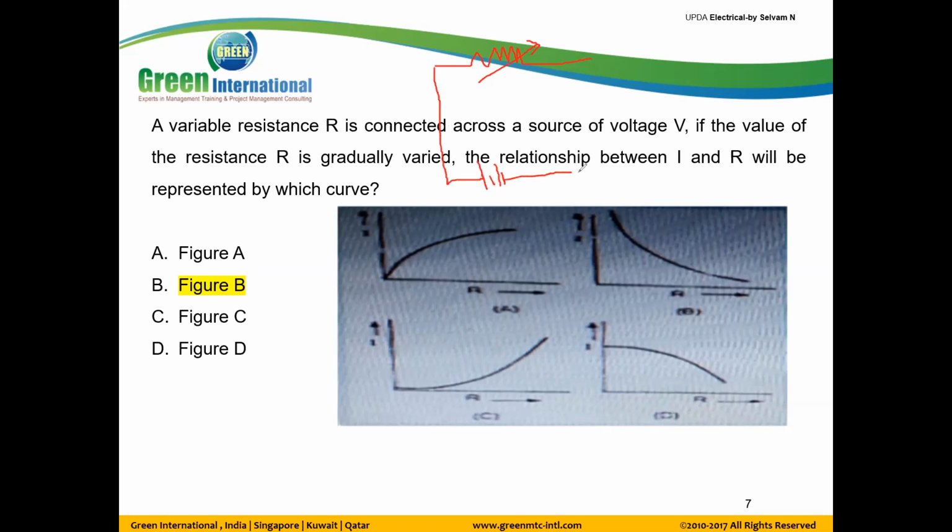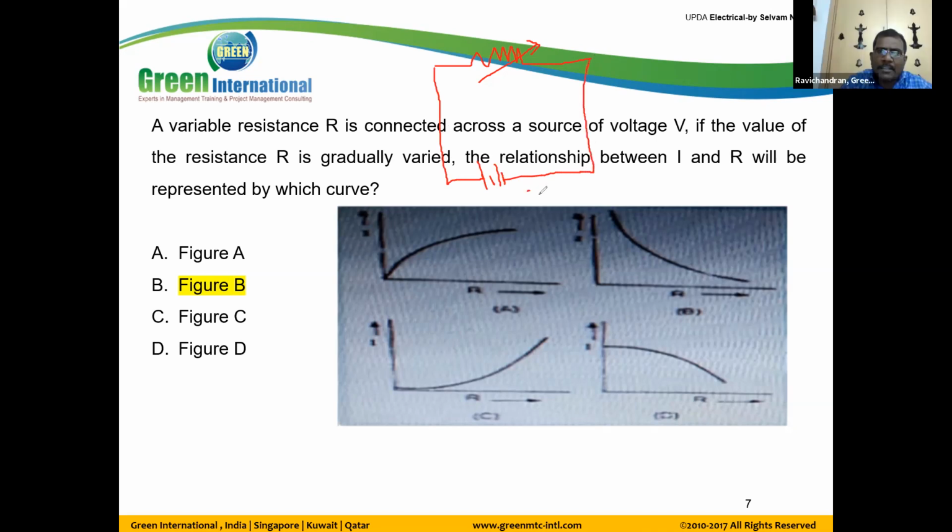There's also B, I guess. Yes. So here we have a voltage. Now, the value of the resistance R is gradually varied. That is, R is varying, either increasing or decreasing. Assume that it is increasing from 0 to some value.